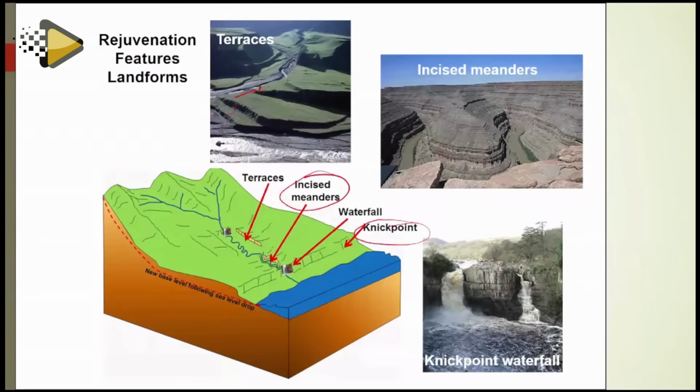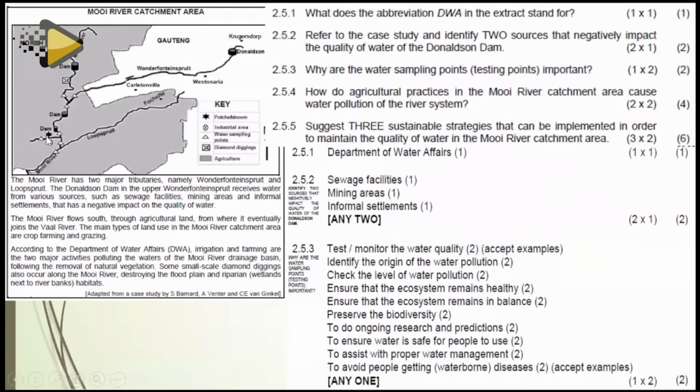It is terraces that indicate that rejuvenation has been taking place over a period of time. We can also have what we call a valley within the valley. So you have your valley there, and the rejuvenation takes place, which means now the river cuts deeper in the existing valley. That feature is called a valley within the valley. So we have different features that indicate river rejuvenation.